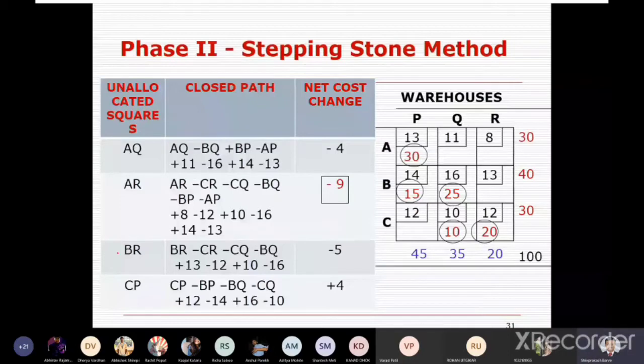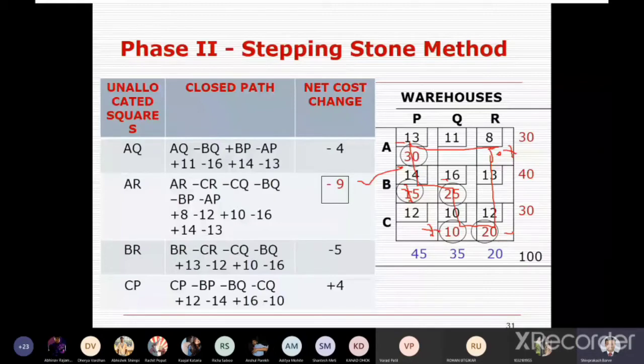So here we got the maximum, or most negative value, and accordingly it gives an indication that I have to shift some allocations to this AR. And how to shift the allocations? In the last lecture we discussed that we have to prepare this closed path, start with the positive sign, then mark alternate negative, then positive, then alternate negative. Like this we have to mark the symbols, and now at the negative corners check which allocations are minimum.